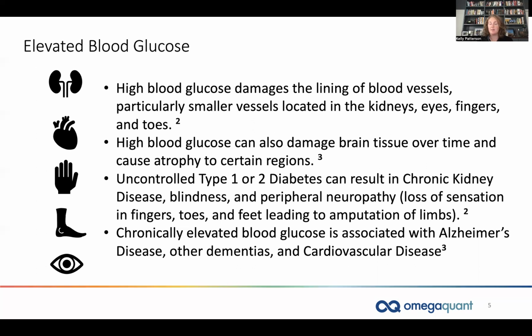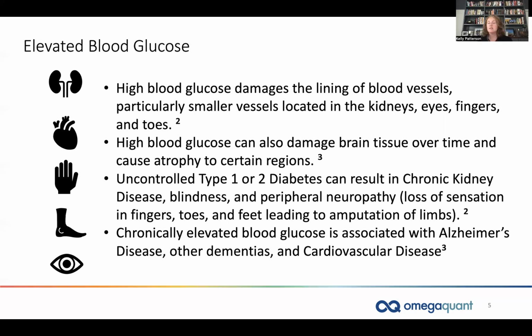High blood glucose can also damage brain tissue over time and can cause atrophy in certain areas. Uncontrolled diabetes can result in kidney disease, blindness, and peripheral neuropathy, which is that loss of sensation in the fingers, toes, and feet, which can then lead to serious complications down the line. Chronically elevated glucose is also associated with Alzheimer's disease, other dementias, and cardiovascular disease. And the interesting thing is that you don't necessarily have to have diabetes for that to be contributing. If you're on the higher end of normal blood glucose for a really long time, that can contribute to those issues.